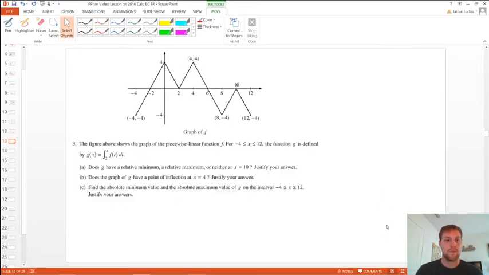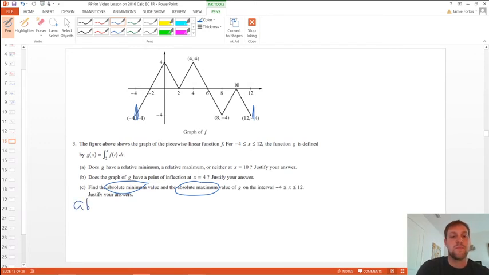Let's move on to C. C says find the absolute minimum value and the absolute maximum value of g on the interval -4 to 12, so over this entire thing. Okay, and justify your answer. All right, so this is what I'm going to say for my justification here.